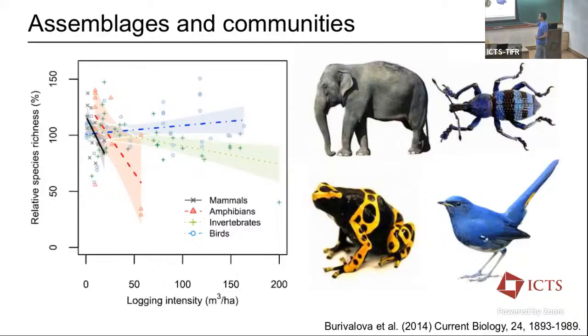And what you're seeing on the y-axis here is relative species richness. So if the forest is undisturbed, species richness is 100%. As you go towards the right, what you're seeing with mammals is a drastic reduction in species richness, in the number of species of mammals that are there in the forest. What you're seeing with invertebrates is that the number of species that you see with logging does come down, but not as drastically as it does for mammals. With birds, actually, what you're seeing is there is actually a slight increase in the number of species despite disturbance.